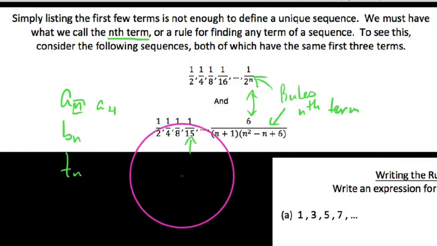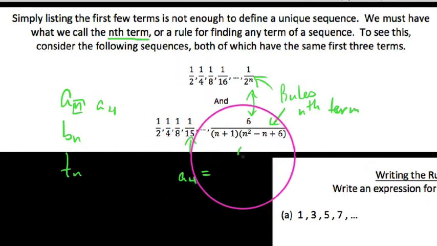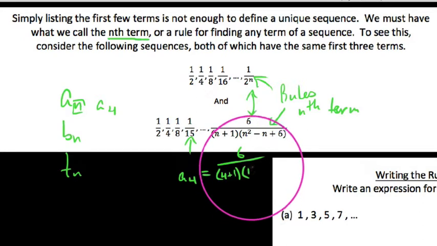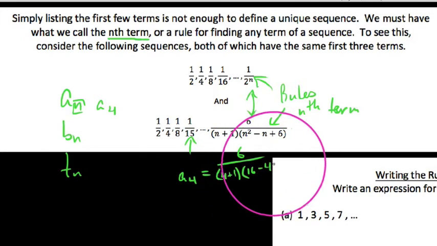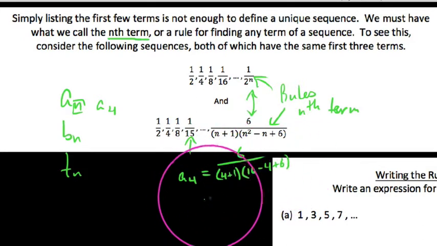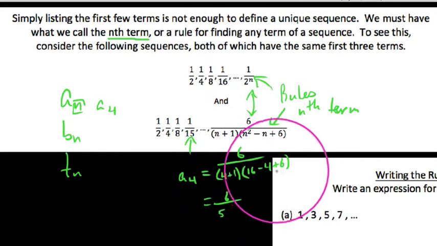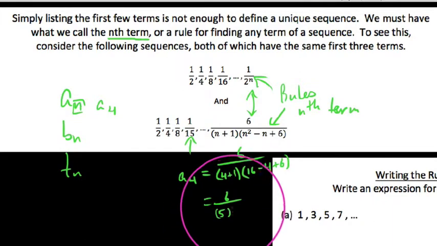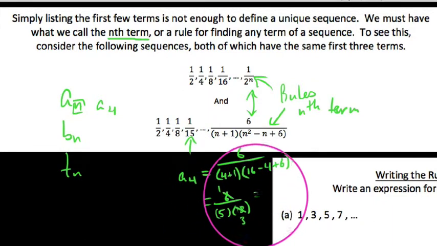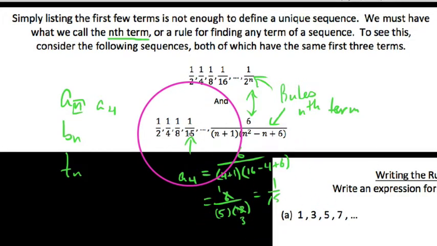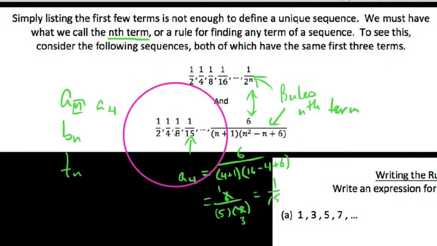For instance, right here, this is a4. We could plug this in: this is 6 over 4 plus 1 times 4 squared, which is 16, minus 4 plus 6. We get 6 over 5 times, 16 minus 4 is 12, plus 6 is 18. So 5 times 18, and the 18 and the 6 cross reduce, and this becomes a 3, so I get a 15th, which is exactly what we had up here. But the nth term rule is really important to the whole situation here.